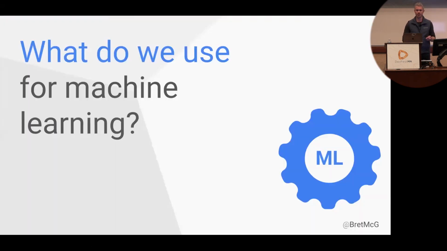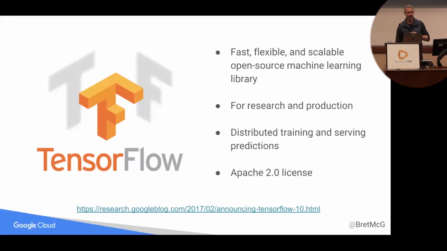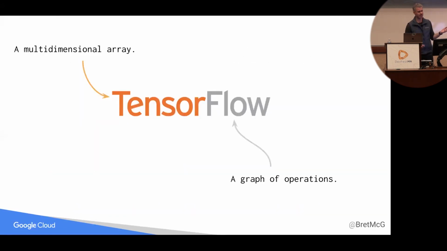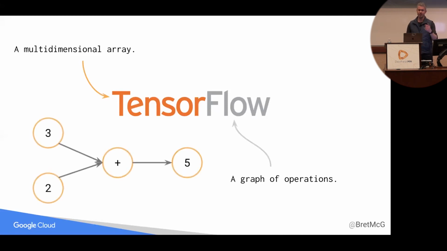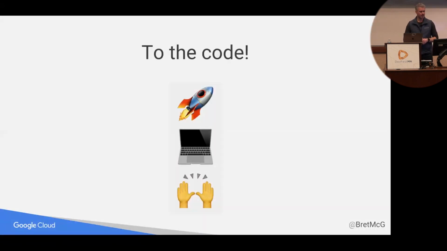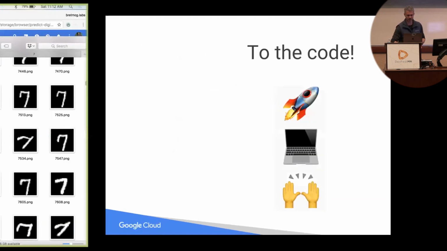All right, so what are we going to use for machine learning? I already mentioned it, but we're going to use TensorFlow. Has anyone not heard of TensorFlow? It's okay. I feel like that was not a good way to phrase that. If you haven't heard of TensorFlow, let me give you the quick overview. It's basically an open source library based on some ML libraries internally at Google that we open sourced to move the ML community forward. I'm not going to get into a lot of TensorFlow. If you're curious about the name, a tensor is a multi-dimensional array, and a flow is a graph of operations. For example, you could have a 3 and a 2 that flow into a plus operation, and then the result is a 5.